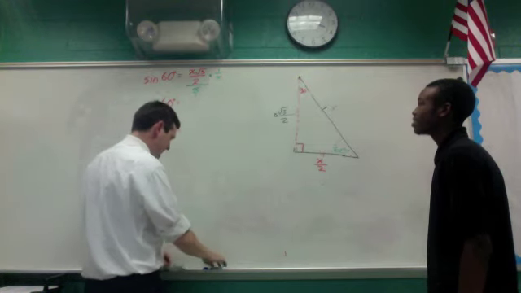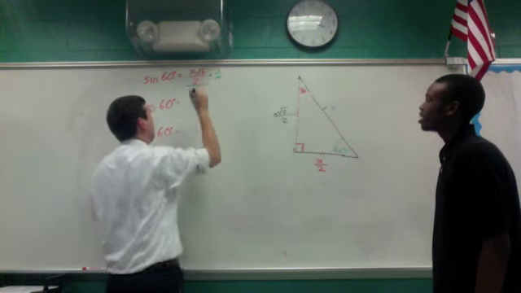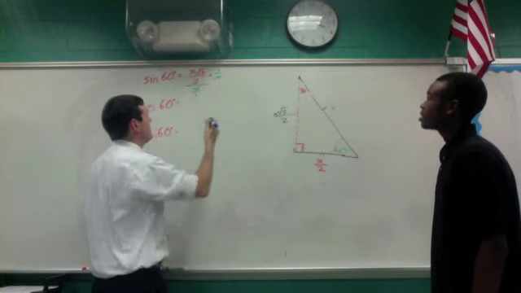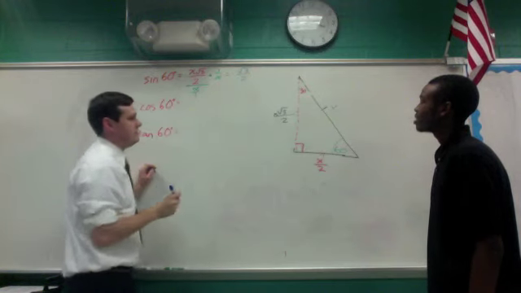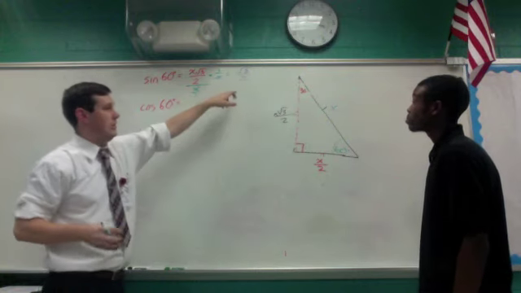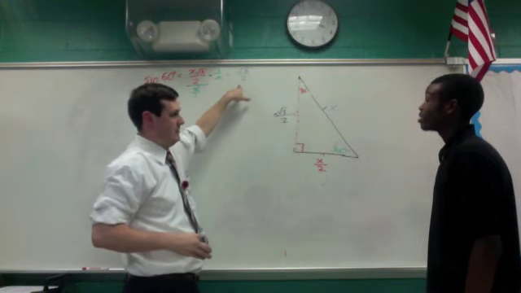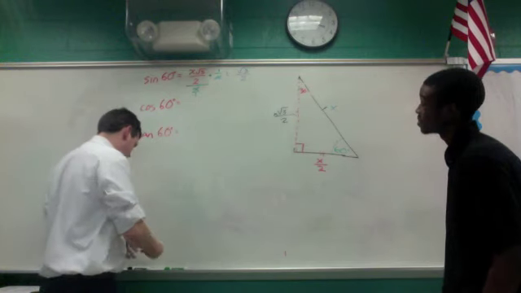What cancels now? x and x. And that's it, right? That leaves us with root 3 over 2, which we've seen before, correct? Root 3 over 2 is also the cosine of 30 degrees. Keep that in your head.